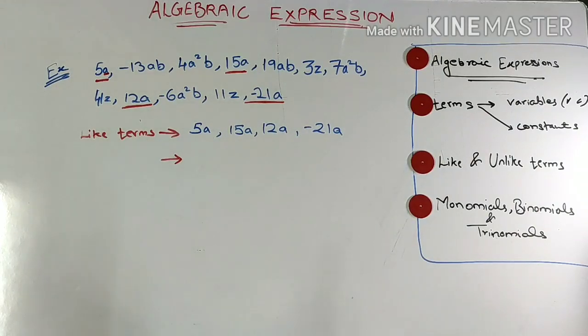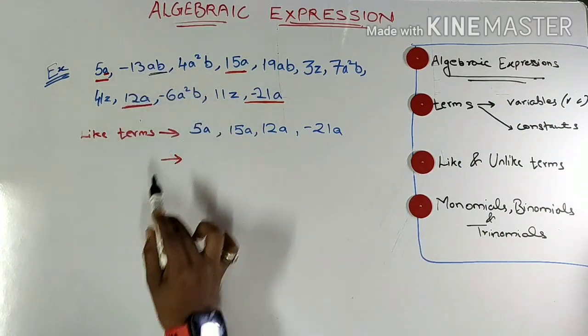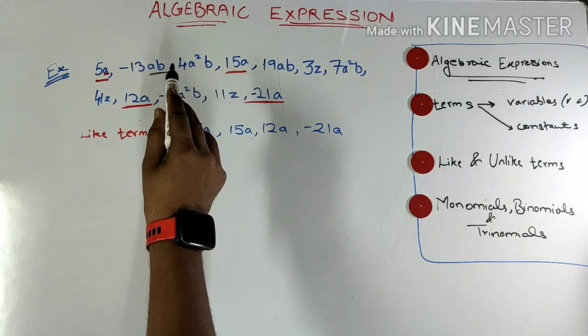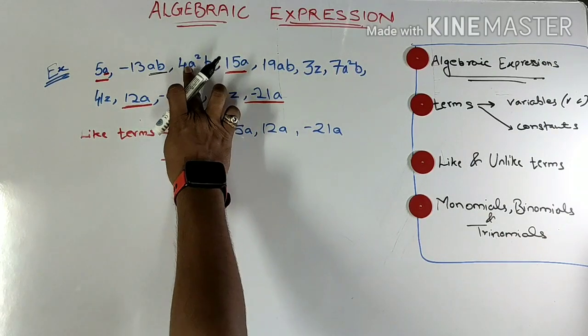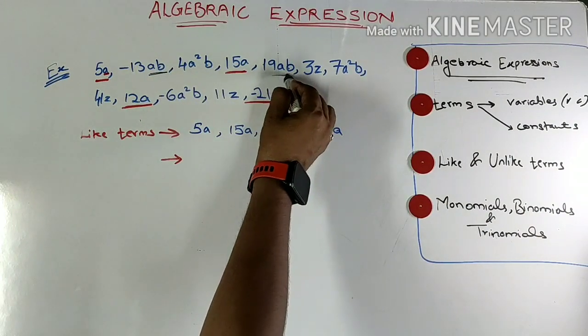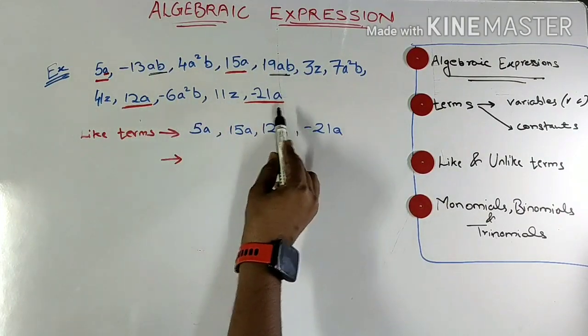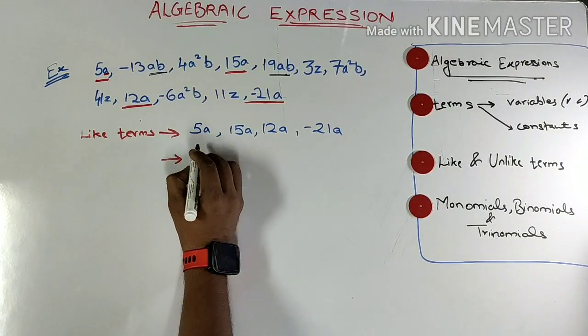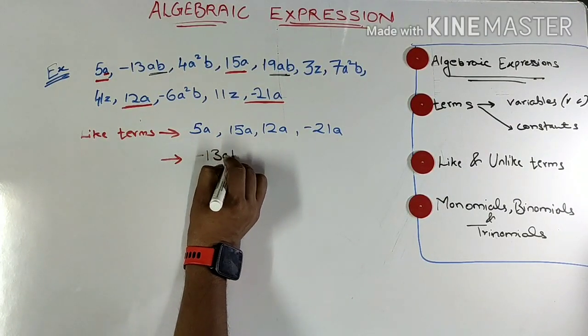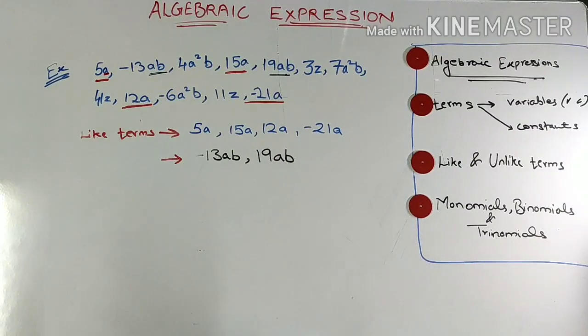Now let us find the second group. Now ab, a raised to 1 and b raised to 1. ab, a square b. Can I take this? No, because a square means there are two a's in this variable. So ab, 19ab. Can I take this? No. Any other ab term? Not there. So there are two terms of ab, which are minus 13ab, comma 19ab. Okay, let's move on to the next group of like terms.